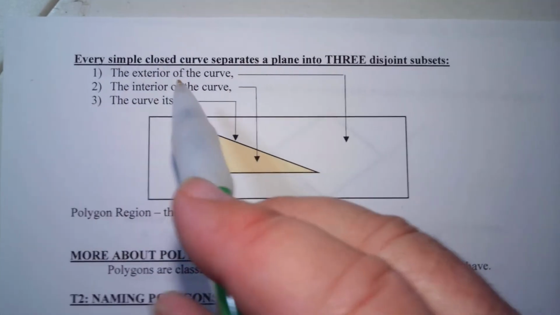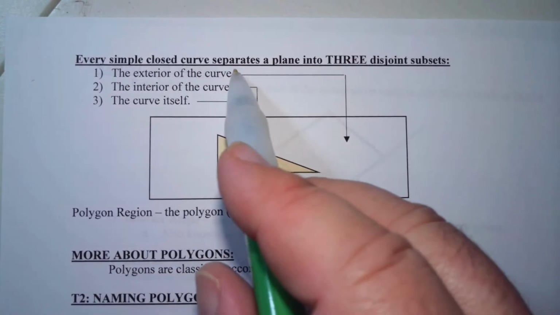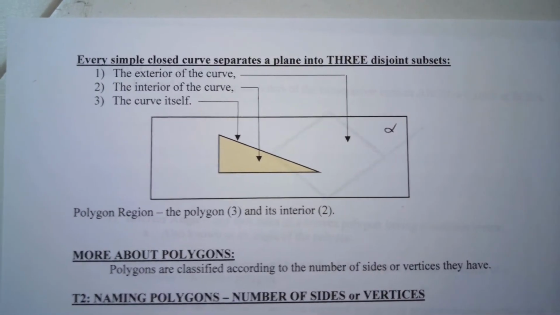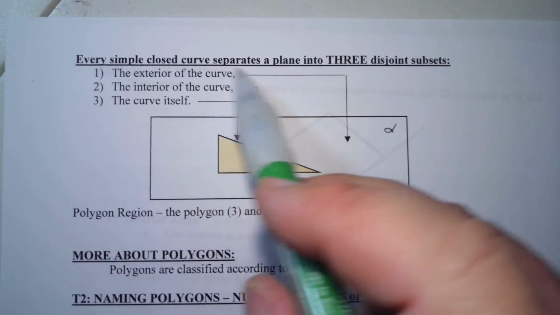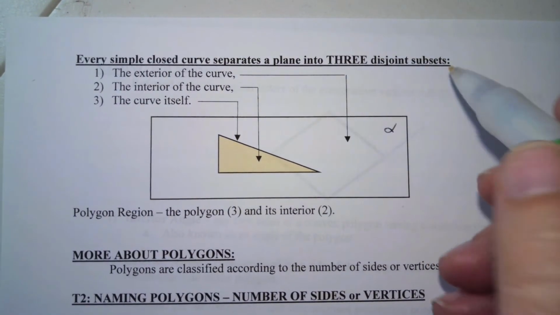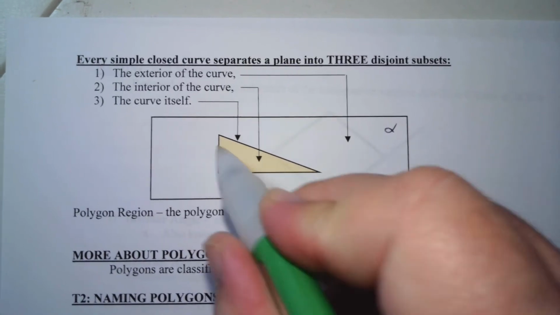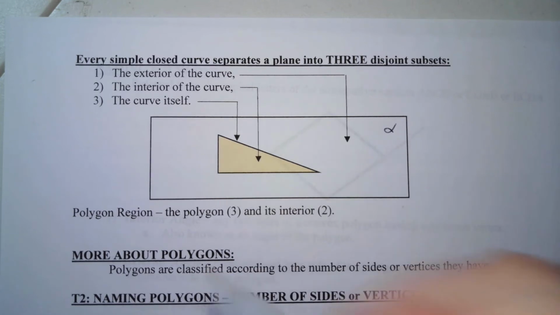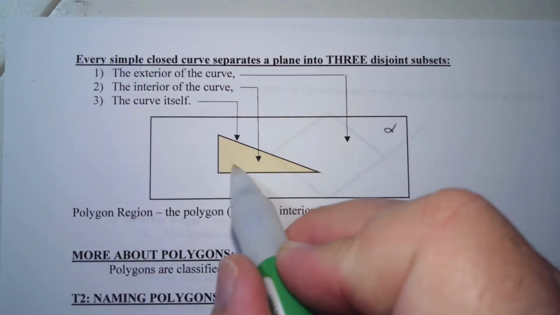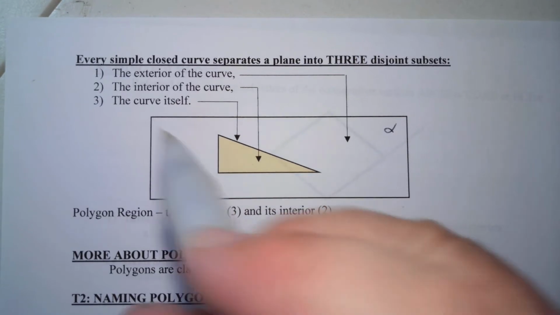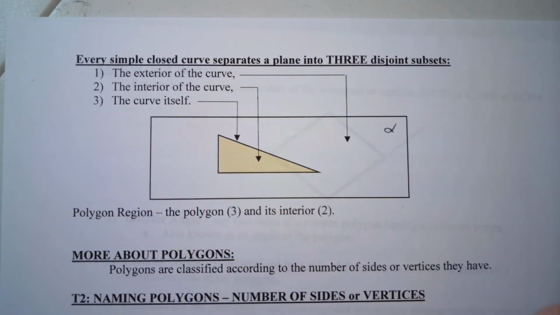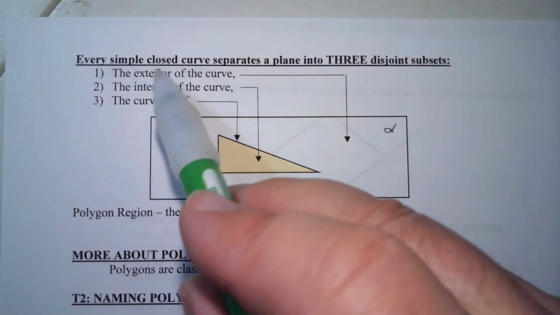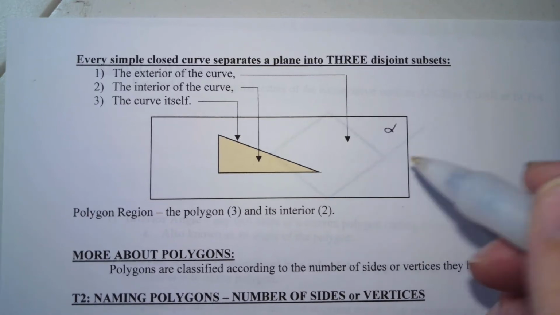So every simple closed convex curve separates a plane. If I have a plane, here's plane alpha. Every simple closed curve separates a plane into three different subsets. Here's the curve. It has an exterior to the curve, that's the rest of the plane. The interior of the curve, that's the inside there, the yellow part. And the curve itself, the frame. Those are the three distinct parts that any simple closed curve creates on a plane.